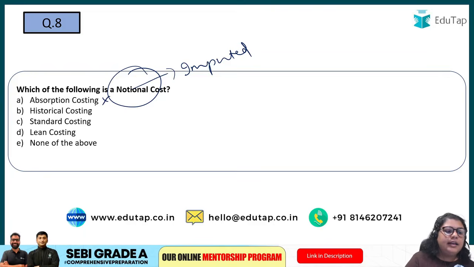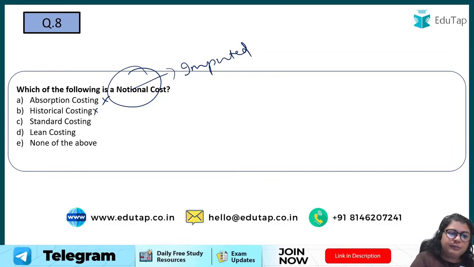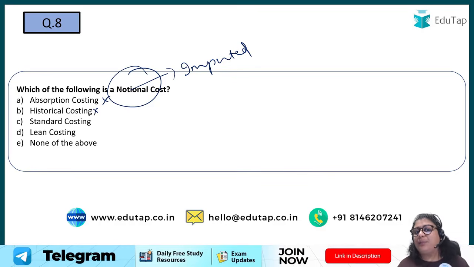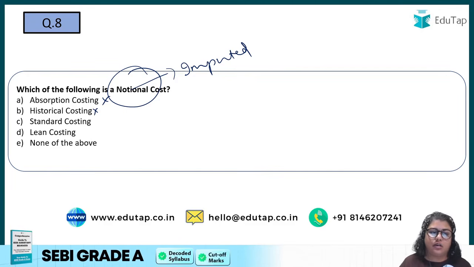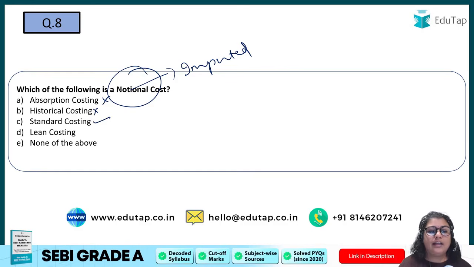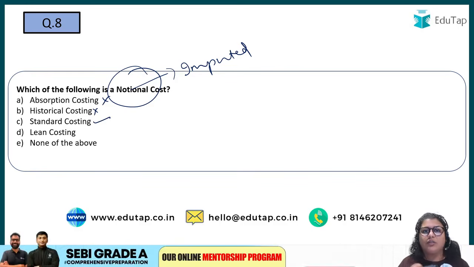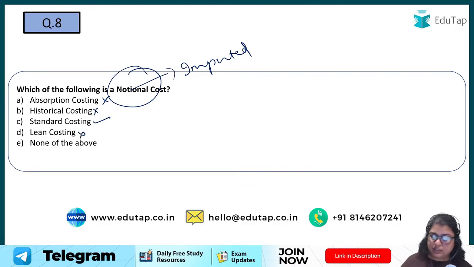So this is incorrect. Then historical costing. This is a past cost but an actual cost, right? So this is also not included. Standard costing. This is basically a planned cost. It says this much cost should be there for our product, but is it the actual cost? No, it is a planned cost. So this is basically a notional cost. So standard costing is the correct answer. Then lean costing. Lean costing is basically when we try to reduce the waste and find out the manufacturing expenses by reducing the waste. So lean costing will not be a notional cost. So the answer is C, standard costing.